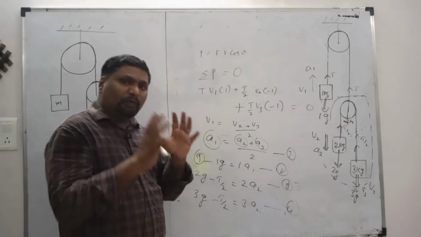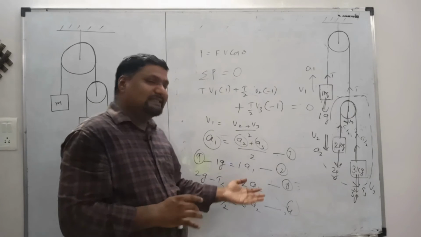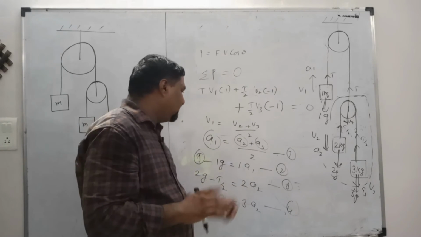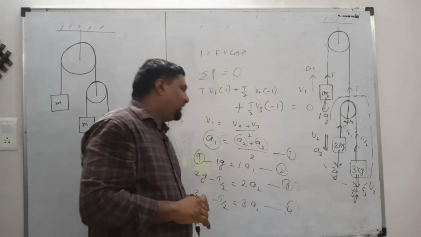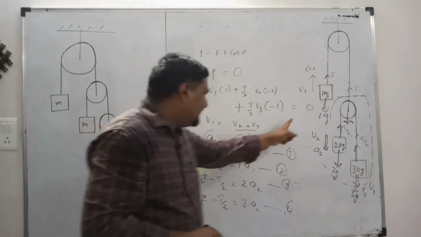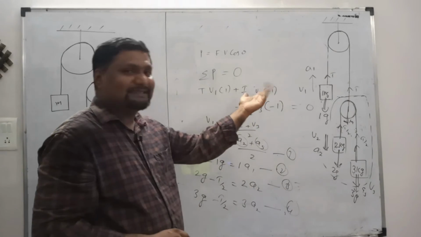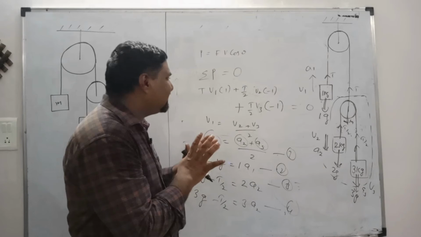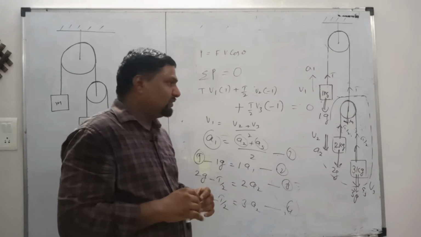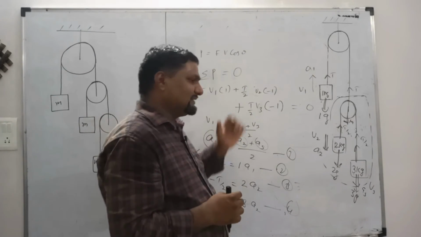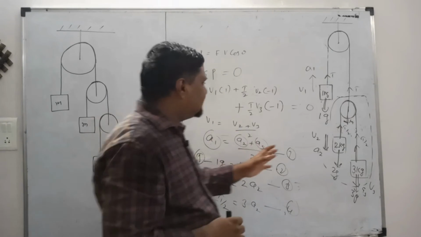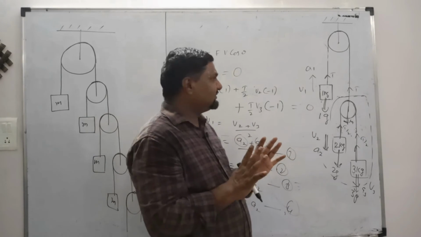So to find 4 unknowns, 4 equations are more than sufficient. By solving all these simultaneous equations, we can find the acceleration of each block and the tension in each string. But this is the conventional method, so it becomes a little lengthy to apply. So we can solve this problem in 2 methods.